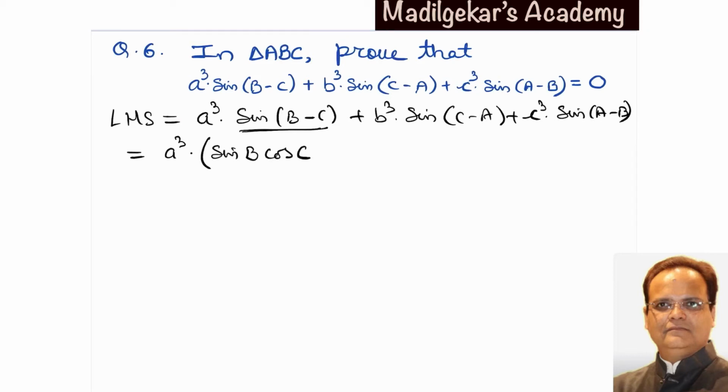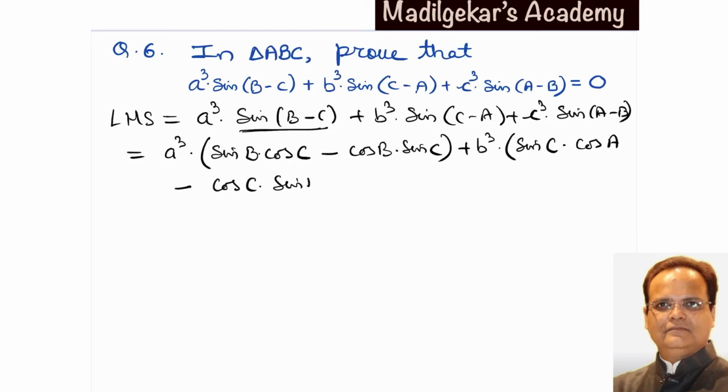sine B cos C minus cos B sine C. Similarly, sine (C minus A) will be sine C cos A minus cos C sine A, plus c cube into sine A cos B minus cos A sine B.